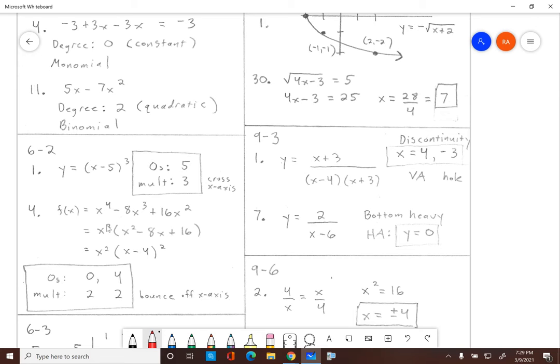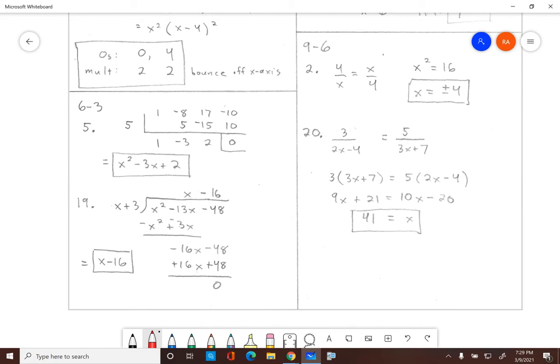In problem 4, I have a little factoring to do first. So I'm going to factor out an x squared out of all the terms, and I'm left with x squared minus 8x plus 16. Can you think of two numbers that multiply to 16 and add to negative 8? It's negative 4 and negative 4. So this factors to x squared times x minus 4 squared. So it's got two roots or zeros at 0 and 4. And the 0 root has a multiplicity of 2, and the 4 root has a multiplicity of 2, meaning you're going to bounce off the x-axis at both of those roots.